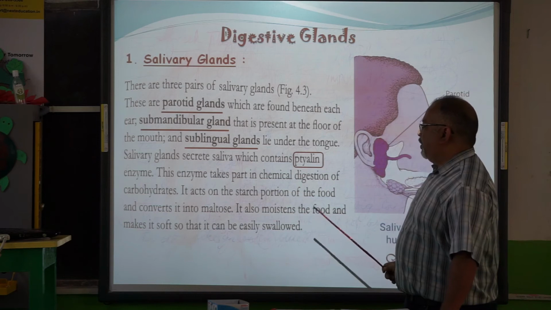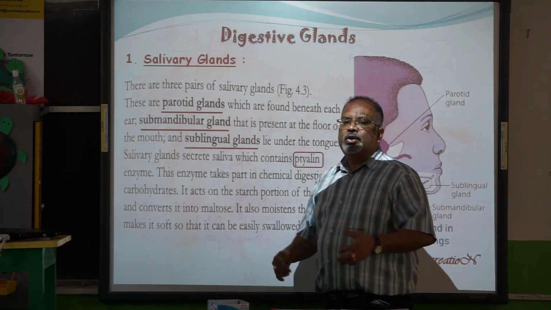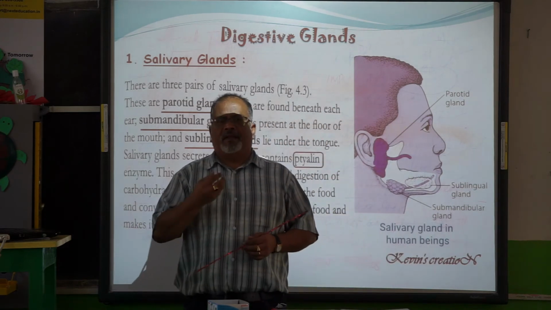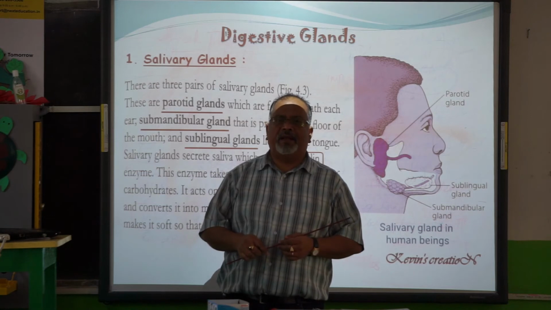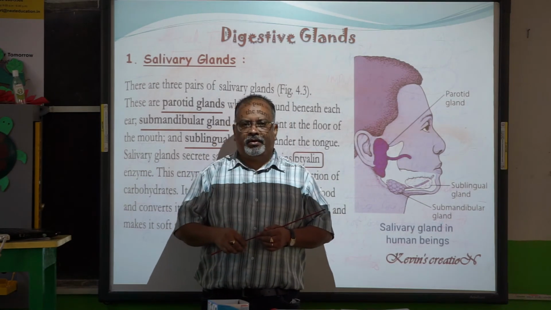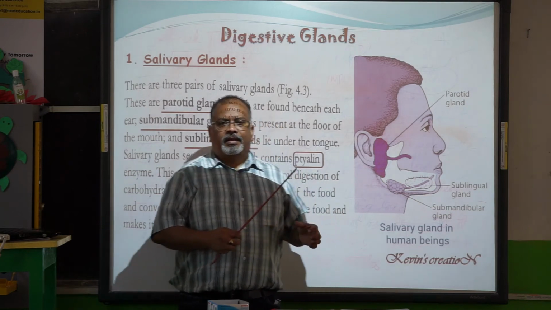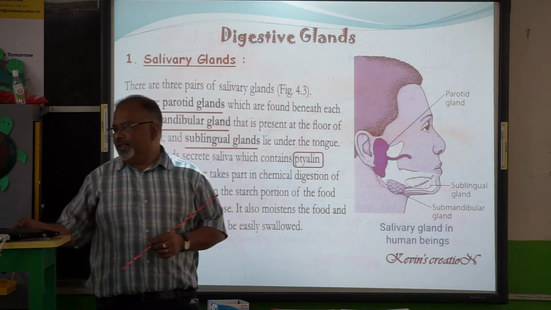It also moistens the food and makes it soft so that it can easily be swallowed. When you take bread or something, biscuit, which is quite dry, once it is mixed with the saliva, it is very easy to swallow. Why? Because it is mixed with the saliva. So that is also done with the help of saliva.